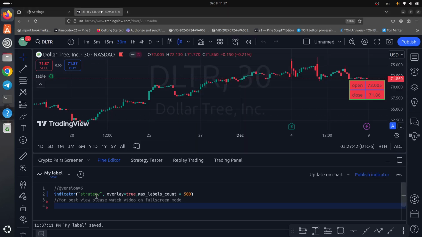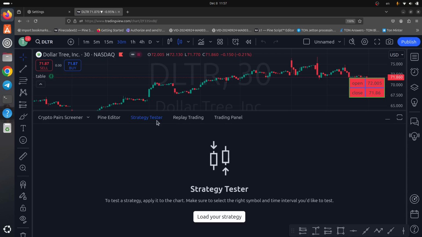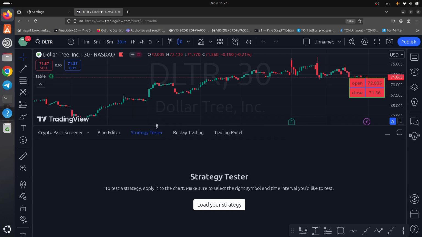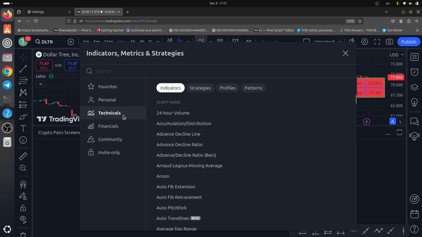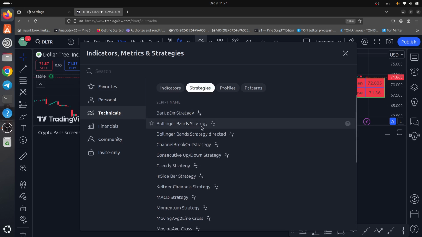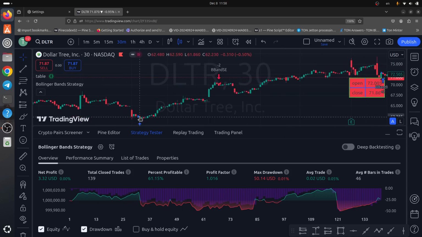Hello, in this lecture we talk about strategy. Here we have a strategy tester. For example, we can find some strategy in this section, and here it will show us the result of this strategy. It will open a position and close itself.